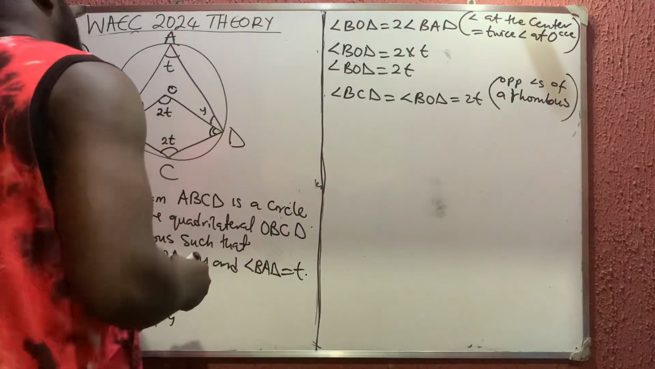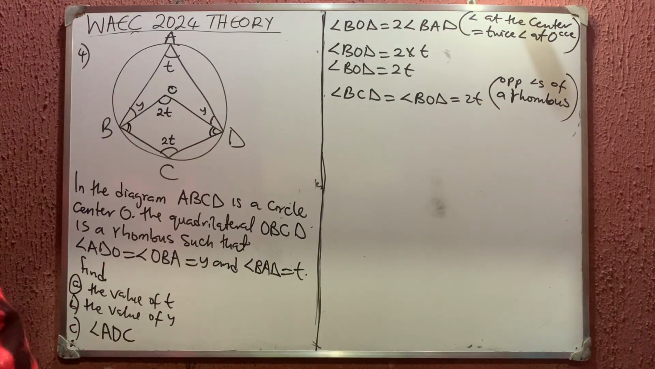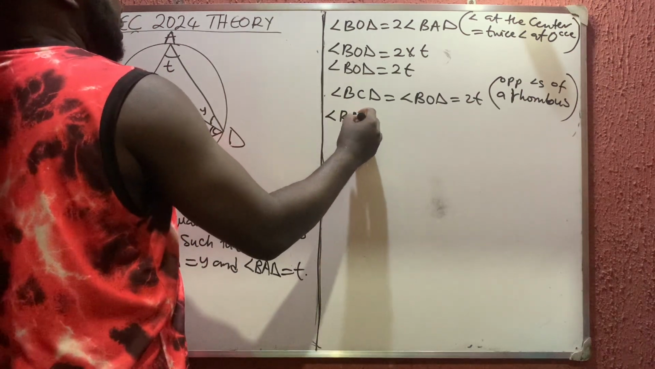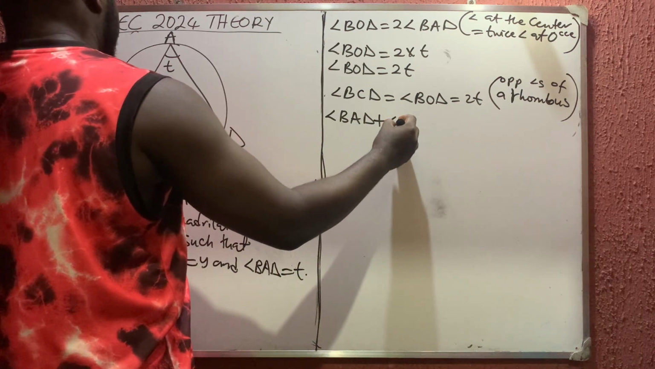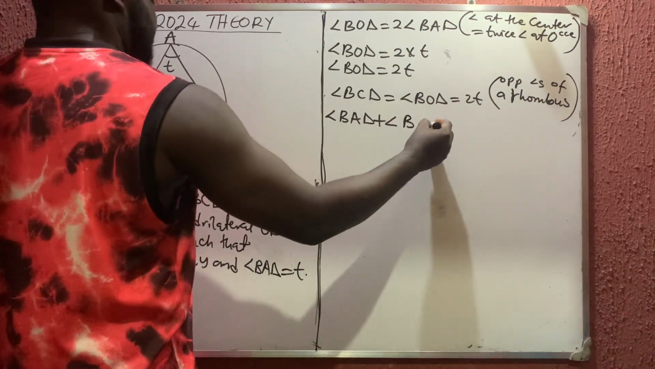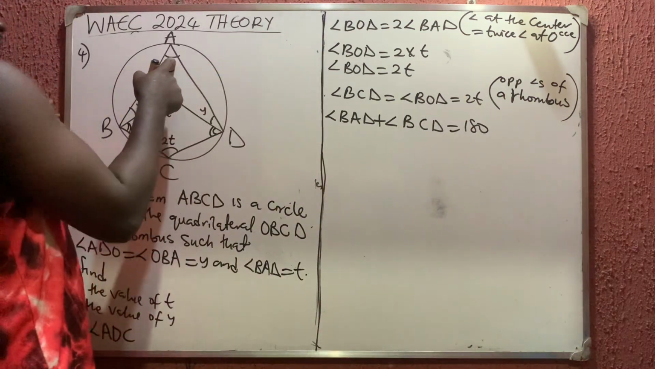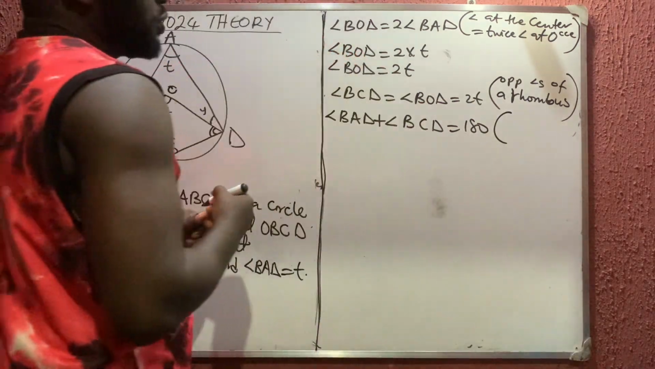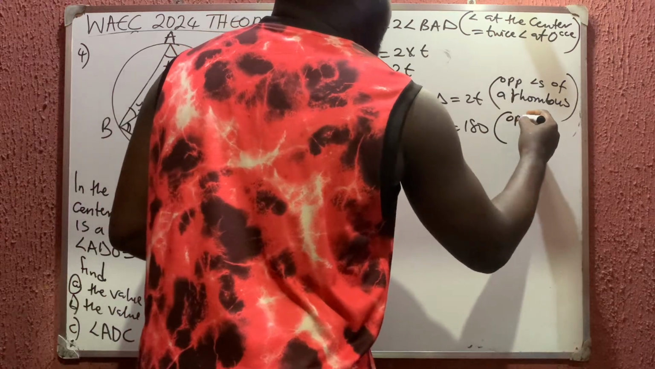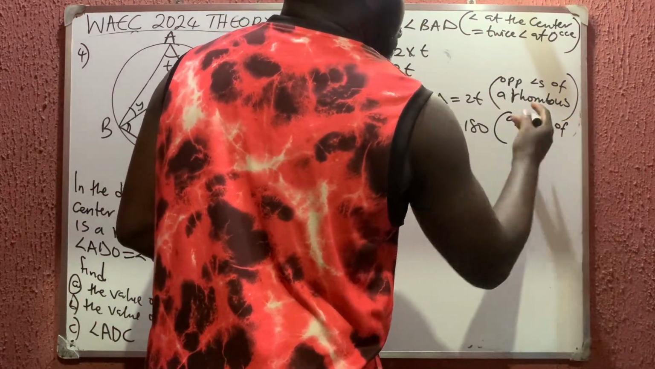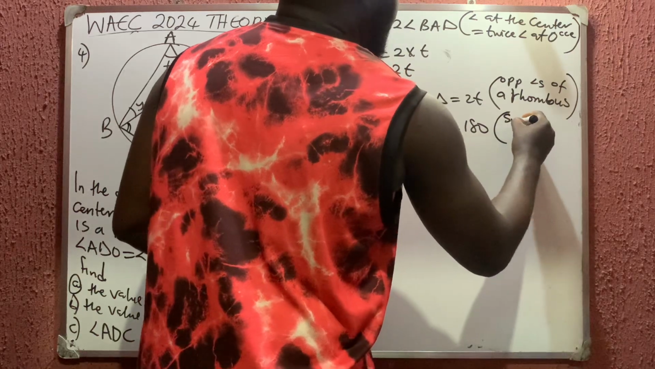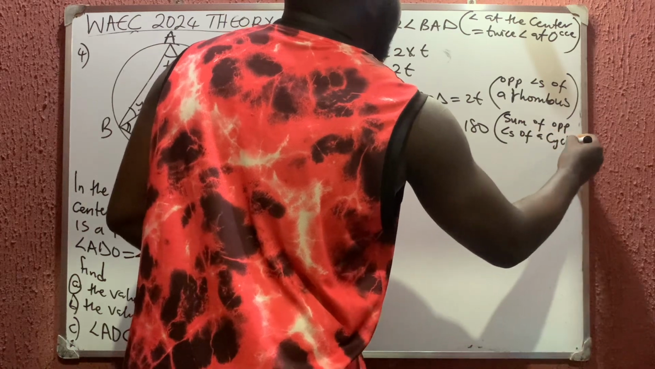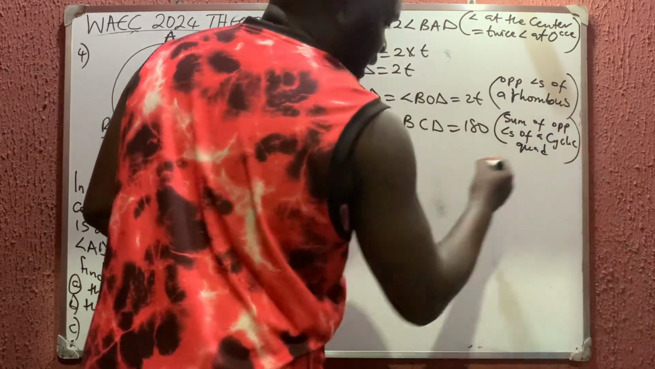So now, having this, we can get our t, because we should know that angle BAD plus angle BCD is equal to 180. So this angle plus this angle is equal to 180. And what is my reason? Sum of opposite angles of a cyclic quadrilateral. So that's my reason for that.